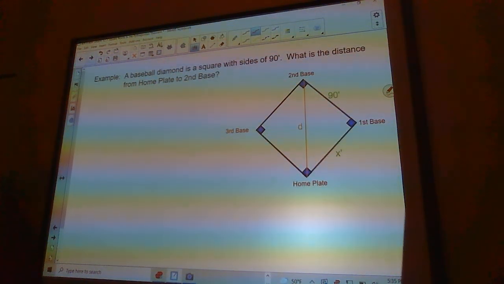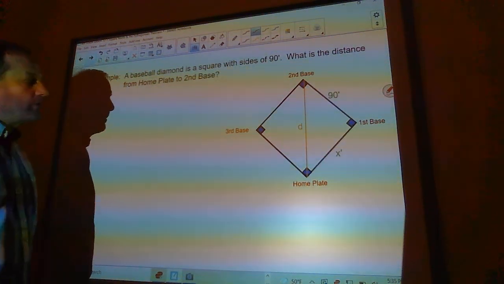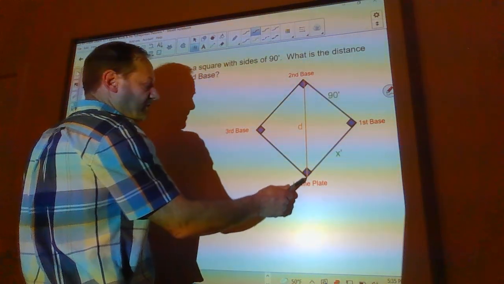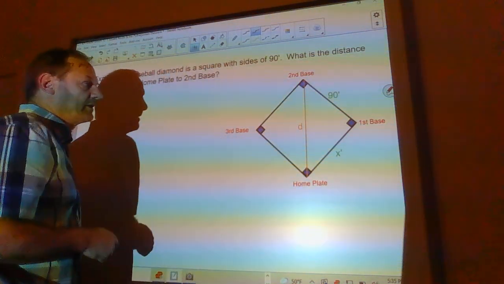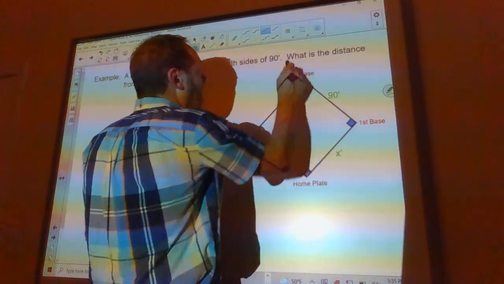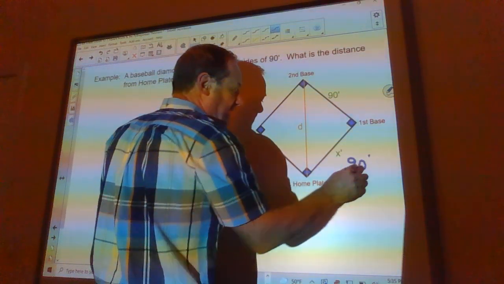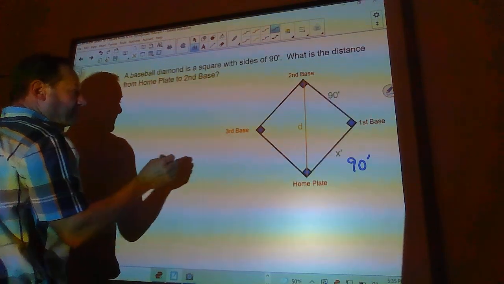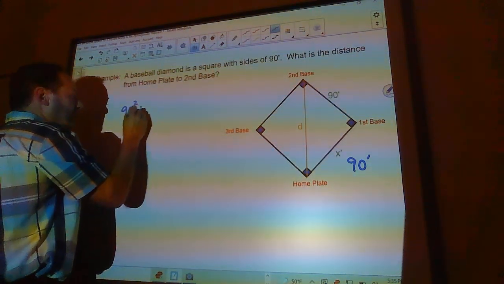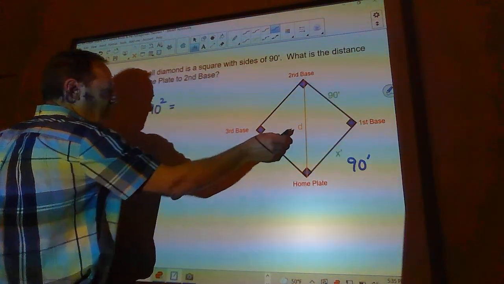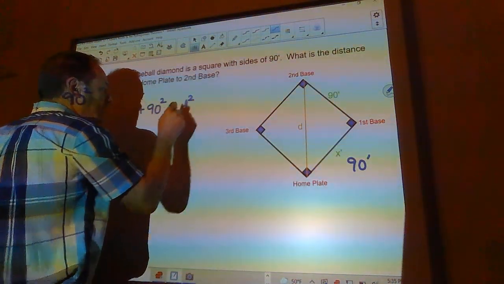Okay, a baseball diamond is a square with sides of 90 feet. What is the distance from home plate to second base? So here's my baseball field. Here's home, first, second, third base. The distance from home plate to second base is what I'm going to calculate. I know that this is 90 feet, and since it's a square, that tells me also that this must be 90 feet. So now I can use the Pythagorean theorem that says 90 squared plus 90 squared is equal to the hypotenuse, which is d squared.